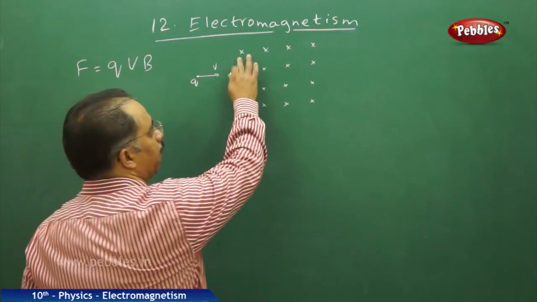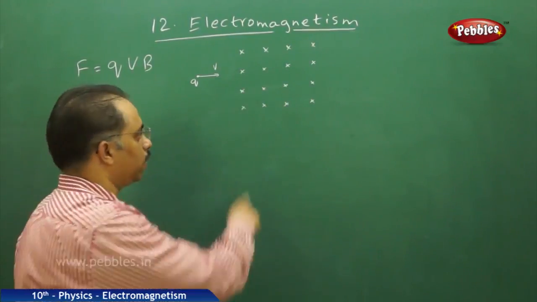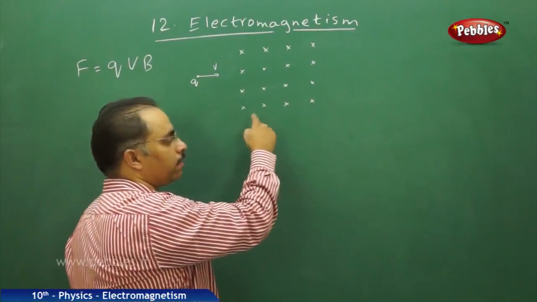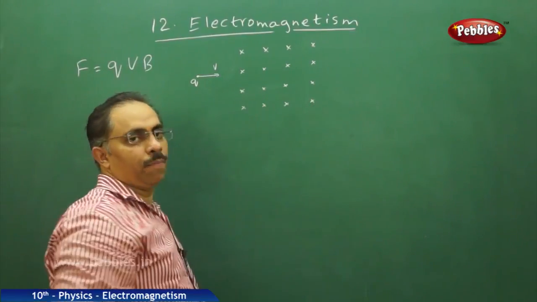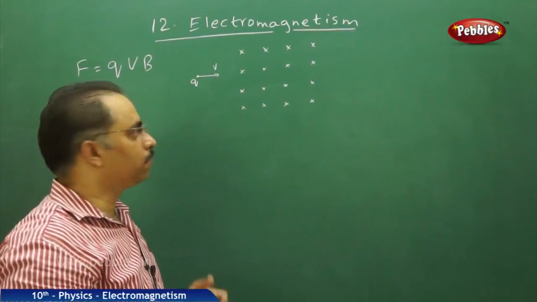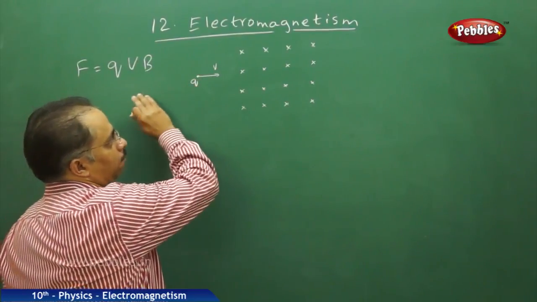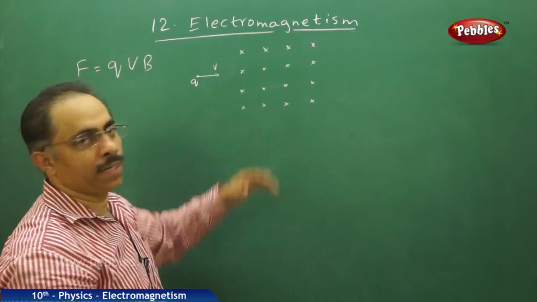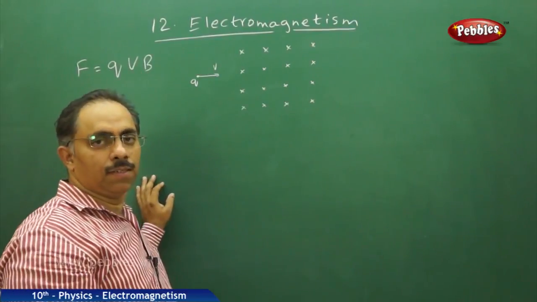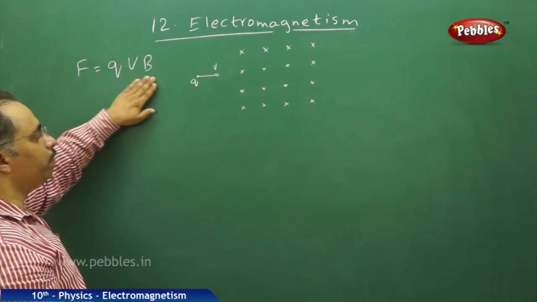We'll assume that the magnetic field is going in this direction into the board. So the crosses indicate that the direction of the magnetic field is going into the board. That means it is perpendicular to the plane of the board. Now I am taking a charged particle Q and I am forcing it to pass through the magnetic field of induction B. To know the magnitude is this much, Q into V into B.